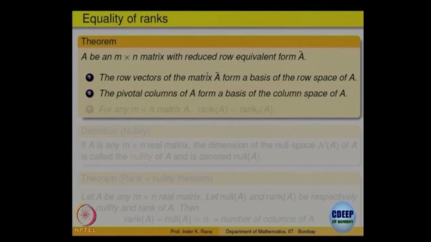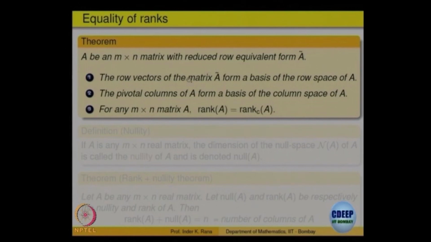And here is a theorem based on the things we have just now discussed. It says if A is an m cross n matrix, the row vectors of the row equivalent form A tilde form a basis, that is what we said earlier. If you take a matrix A, bring it to row equivalent form, then the non-zero rows form a basis, that we said the rank is equal to the row rank.